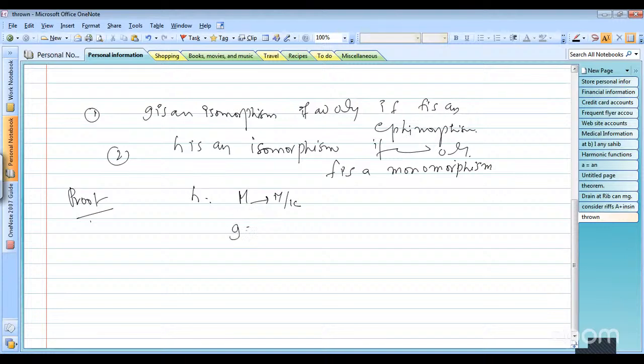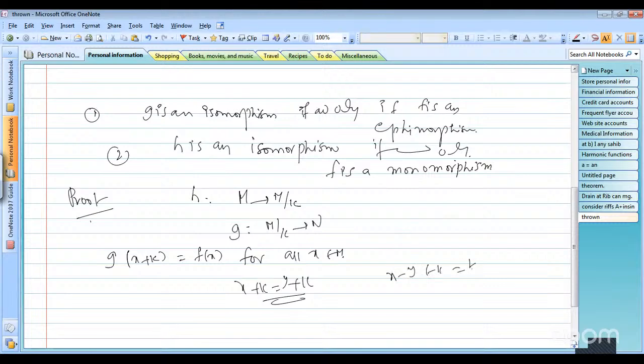So now we define g: M/K → N, g(x + K) = f(x) for all x belonging to M, I'm taking here. So if x + K is equal to y + K, then x minus y belongs to K, which is equal to kernel f.